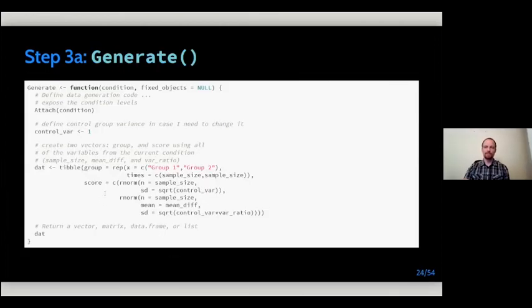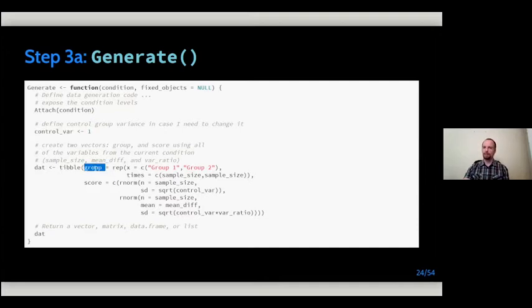So again, here's just one possible solution. I took my generate function and began by attaching my condition. I set my control group variance, because I decided to operationalize the difference between the variances as a ratio from one to the other. As long as I choose one particular variance, the other one is just defined by the ratio of the two of those. I also decided to generate them in long format.